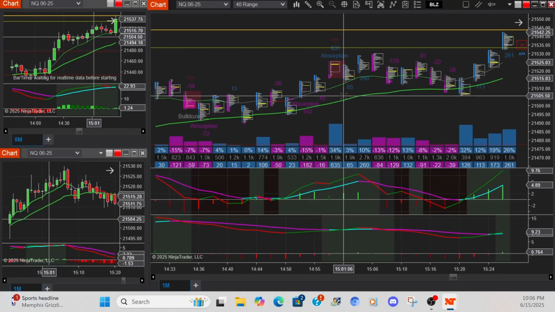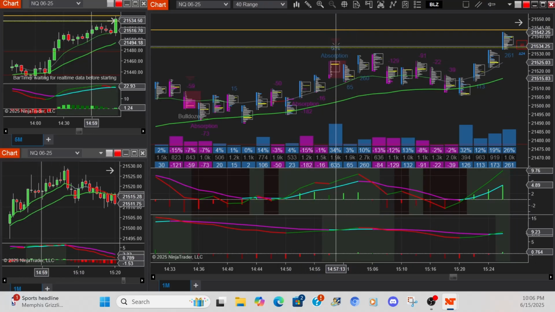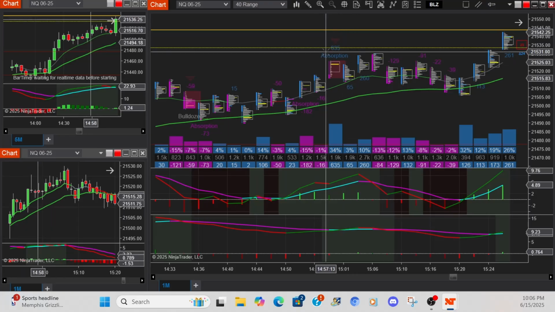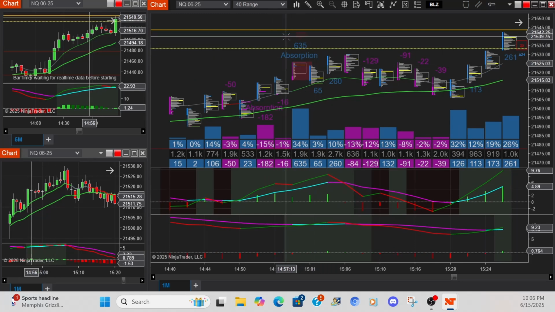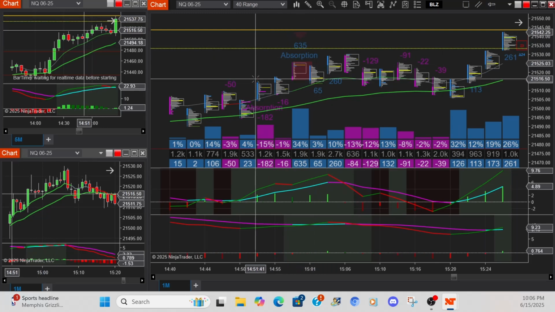Once you got to here, have all this. Now, here is an interesting one. If you look at the amount of absorption we had here, 635 contracts absorbed.